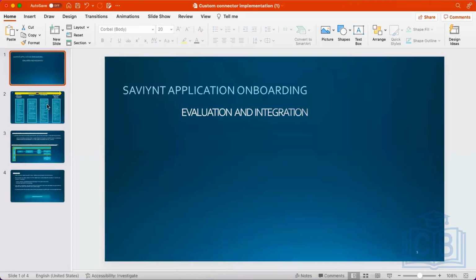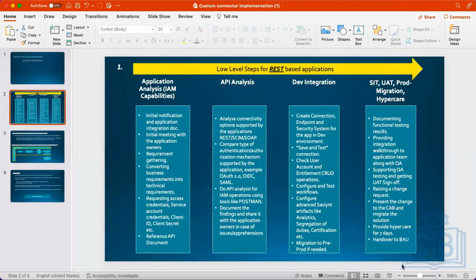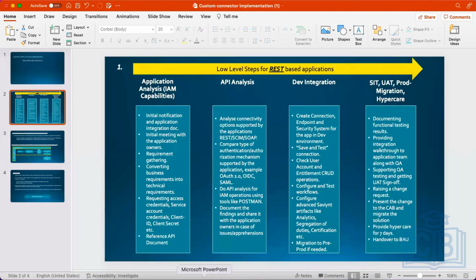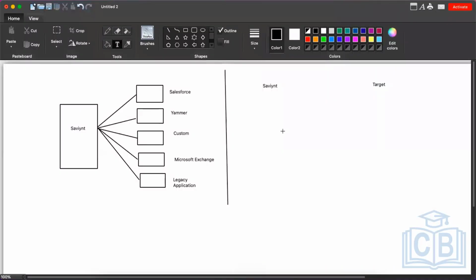Okay, so this is how a normal process of application onboarding looks. These are the key four steps that you should keep in mind while you are trying to do analysis. So what are these analyses? I'll tell you here. The first is application IAM capabilities analysis. I think this is nothing new, and you guys might understand it by yourself. Whenever you are trying to onboard an application, you firstly need to understand the IAM capabilities of the application itself.